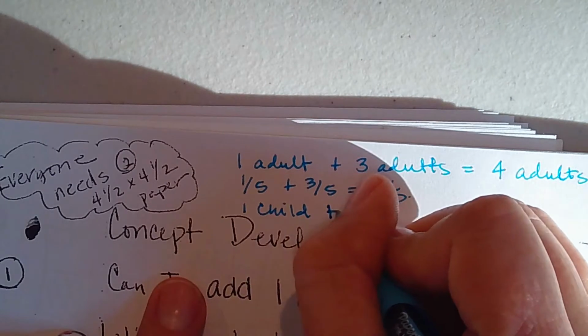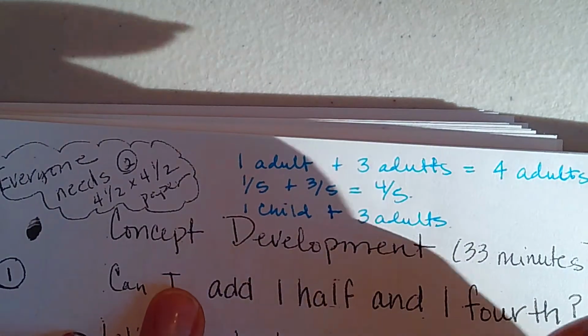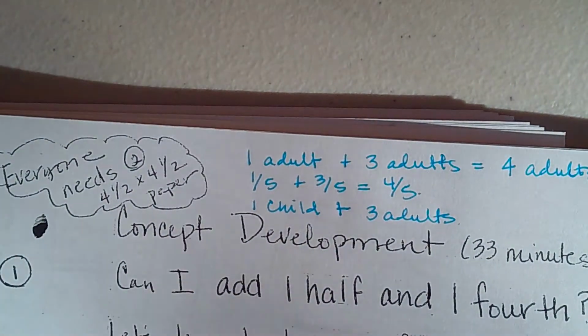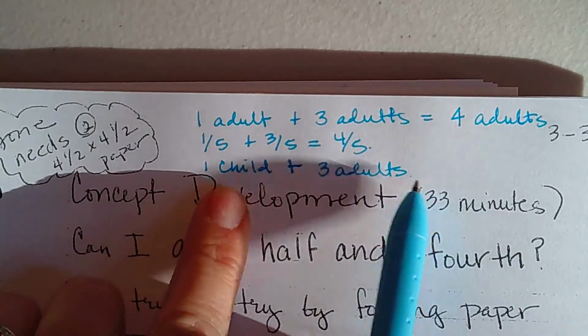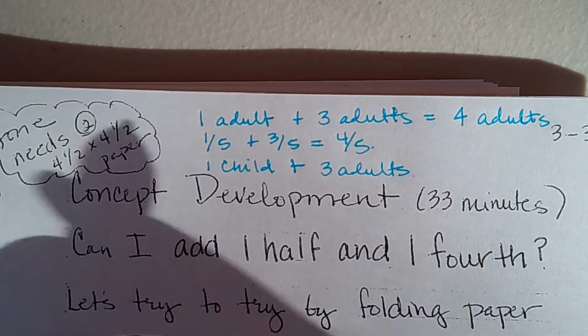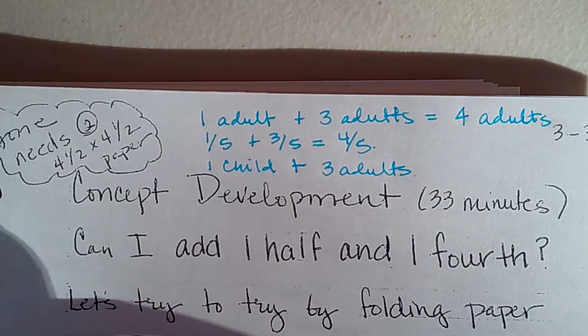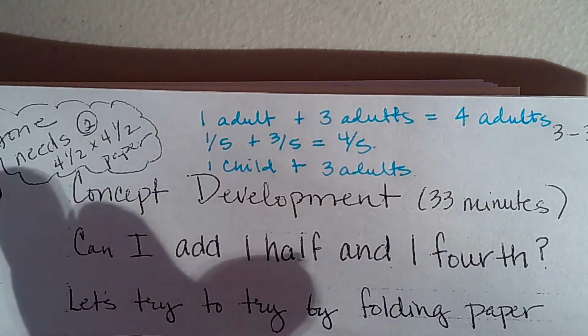Now, what if I did one child plus 3 adults? Can we add children and adults? Based on what you've heard me tell you so far about fractions, could you add children plus adults? Well, no. Children and adults are not the same unit, right? We would have to have like units before we added. But what do children and adults actually have in common?